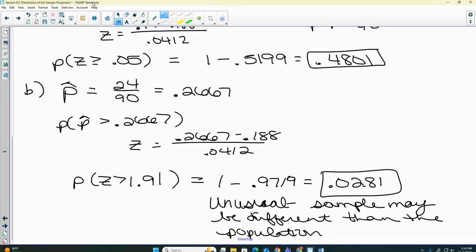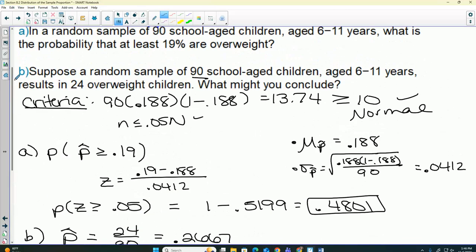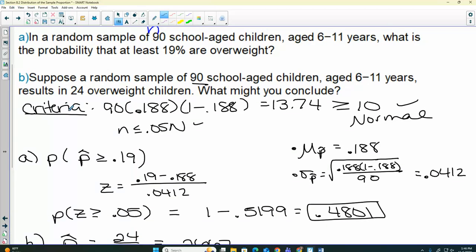So once you get the initial setup, really all these problems are the same as what we were doing in chapter 7. The difference is we do have to check our criteria, make sure it's normal. We find our mean and standard deviation. After that, it's just getting our z and using the normal table.